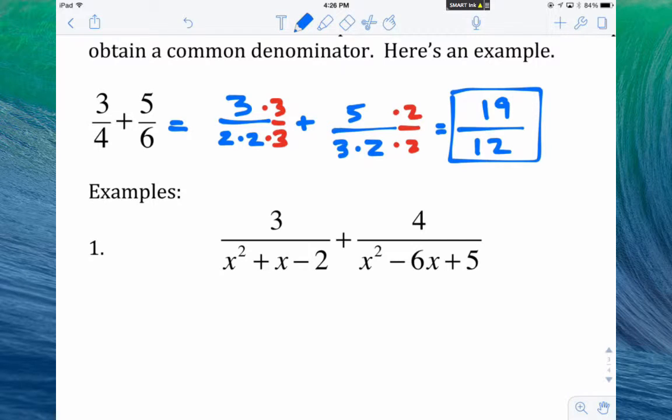All right, so I'm going to walk you through 2 examples here, and then after that, I'm going to have you try 2 on your own. So, just like before, our first step is going to be, let's factor these 2 denominators so we have a better idea of what our least common denominator might be.